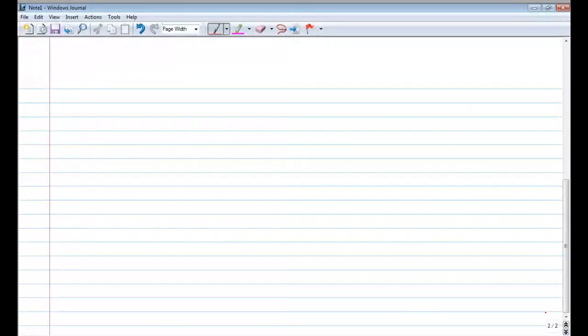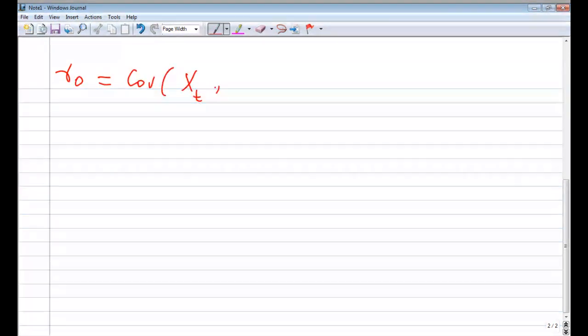Okay, thank you. So like I said, we just want to calculate gamma zero, which is equal to the var of xt. If you just want to use var of xt, you can use that one. But this time around, I'm going to use the curve of xt, which is equal to the curve.